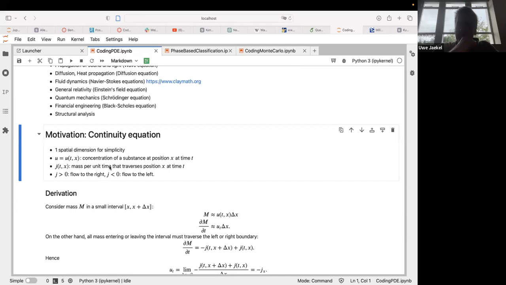As a brief motivation, let me derive or make plausible how such a differential equation can come up. The motivation is the so-called continuity equation. I will discuss it only for a one-dimensional case. So we have one time dimension and one space dimension. And we think about the concentration of a substance at position x at time t. We have one spatial dimension.